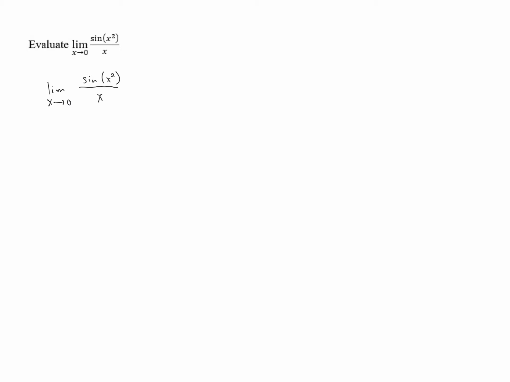Now, to make our appropriate u substitution, we're going to need the thing inside the sine to also appear in the denominator. We've got an x squared in the sine and just an x in the denominator. So what we're going to have to do is multiply the whole thing by x over x. That is the creative version of 1 that we're multiplying by. So then we can rearrange things.